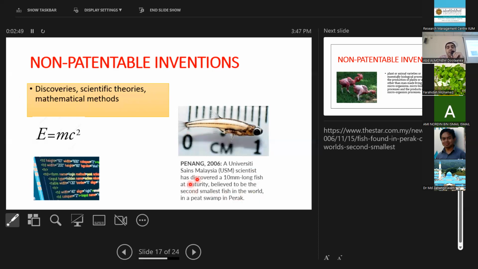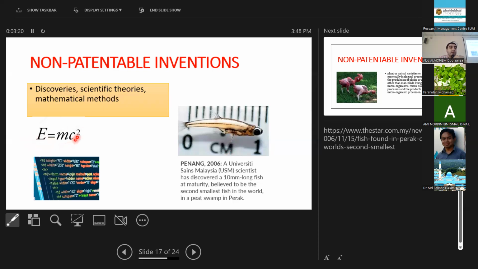Okay, for example, in 2006 here in Malaysia, USM found a fish believed to be the second smallest fish in the world, 10 millimeter long. They named it hippo fish or something like this. Forgot what name they gave it. This cannot be patented because this is a scientific discovery. Scientific discoveries cannot be patented.